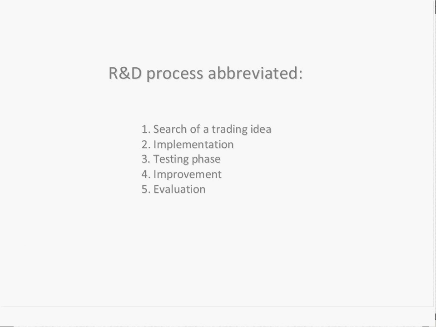So, the research and development process in 5 steps: a certain trading idea, the implementation of the trading idea into code or algorithm, the testing phase, then correlation of testing with assumptions, and the evaluation of the robustness of the trading system.